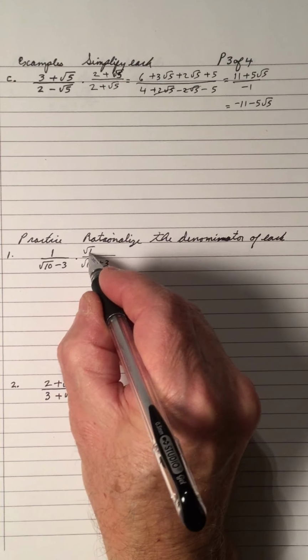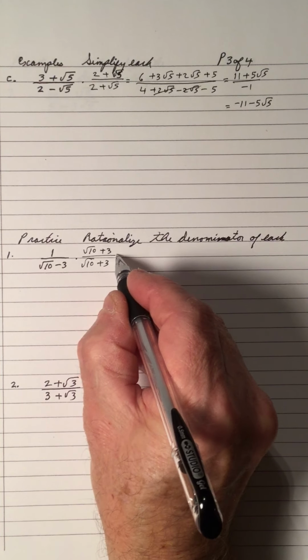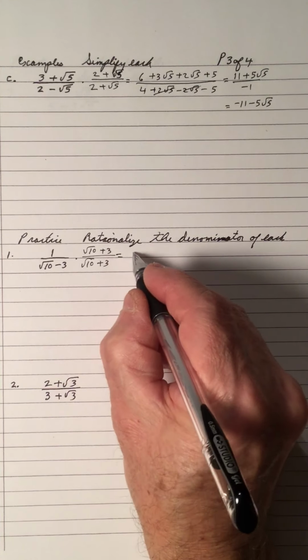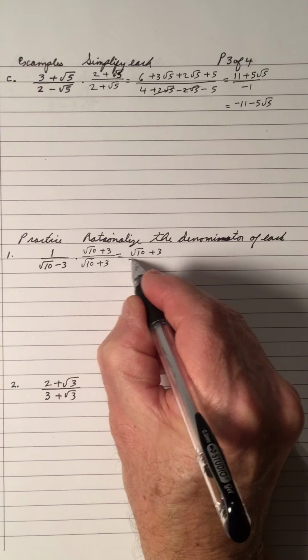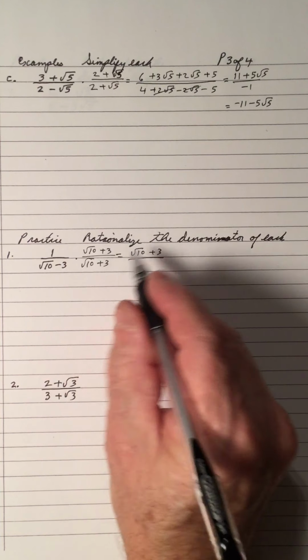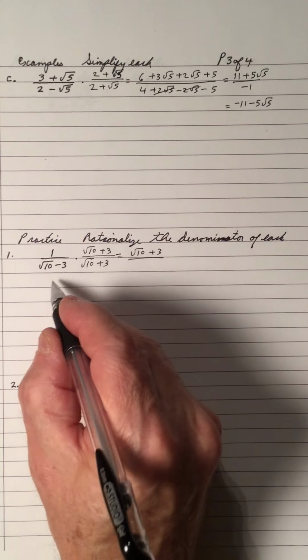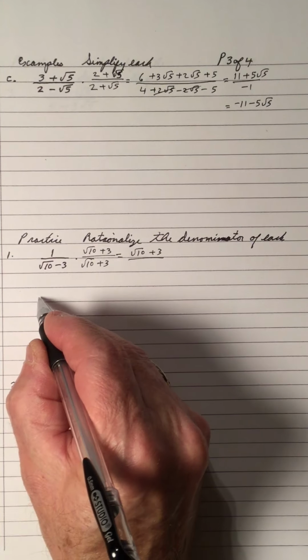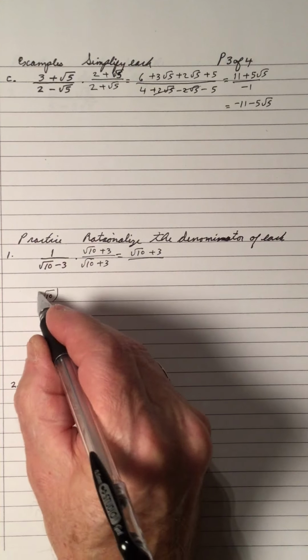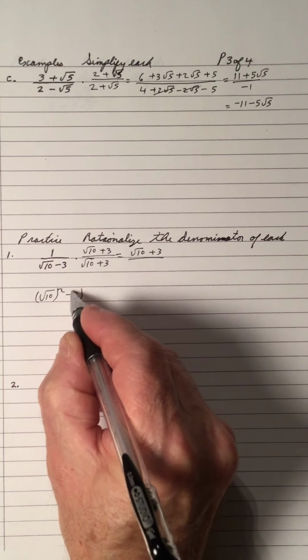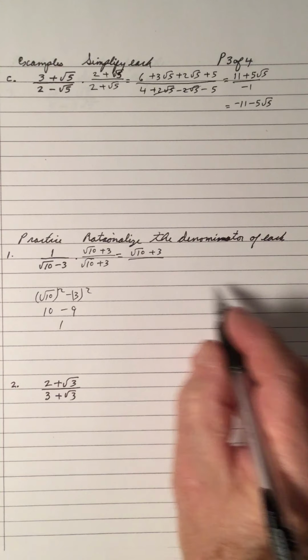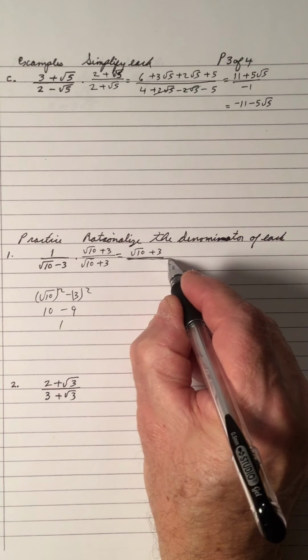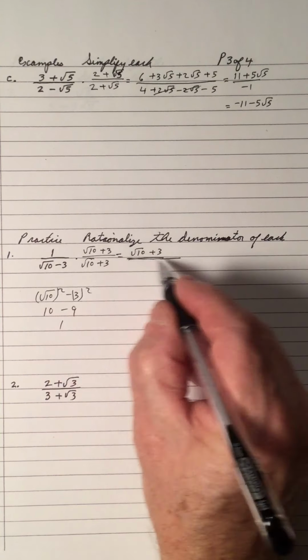And we do that top and bottom to balance. And that gives us 1 times root 10 is root 10. 1 times 3 is 3. And the FOIL, or the fast way, I'll just do the fast way right here. Root 10 squared minus 3 squared gives you 10 minus 9, which is 1. Or I can do it by FOIL.